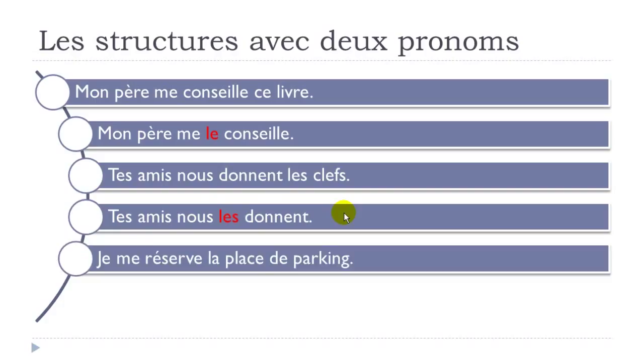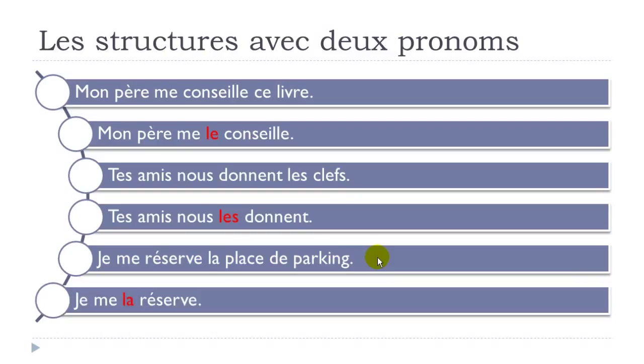Okay? And the final example, je me réserve, okay, so réserver, to reserve, la place de parking, the parking place. In that case, we don't want to use la place de parking, we want to replace it with a pronoun, so je me la réserve. Okay, remember, first me, then la, and after that your verb. So it's quite simple, it's not really difficult. Remember, me, nous in the first place, then le, la for the feminine, les for the plural in second place, then the verb.